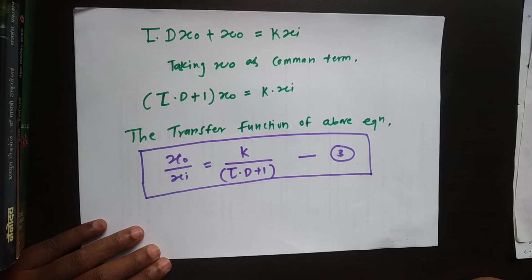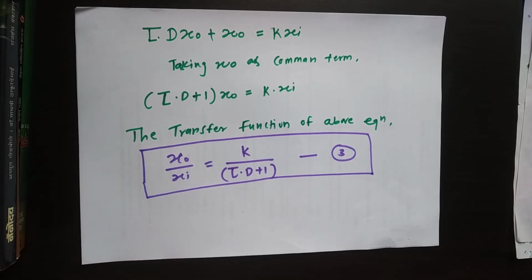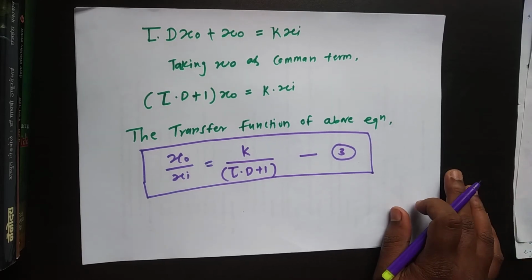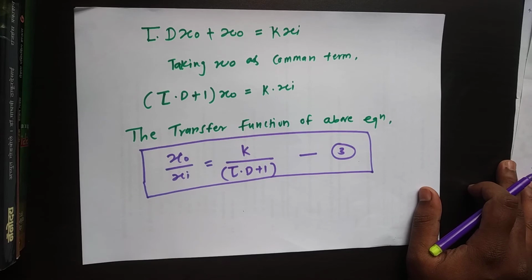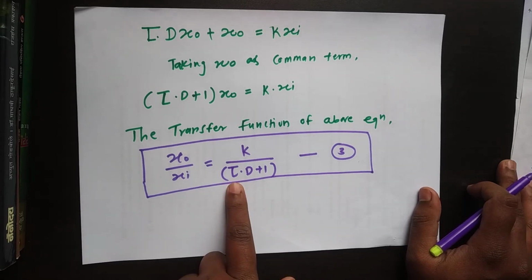But the first order instrument is a bit more complex. Here the output divided by input is equal to your static sensitivity k upon the time constant, or the delay in the response of your system. In a practical sense, there is no instrument which shows ideal properties. For example, in an ideal instrument the delay should be 0, but in a practical instrument you will get some delay time. So we have to introduce this delay time tau.